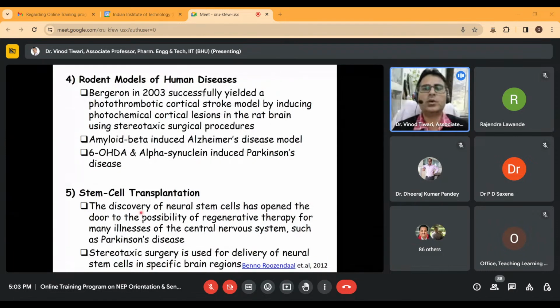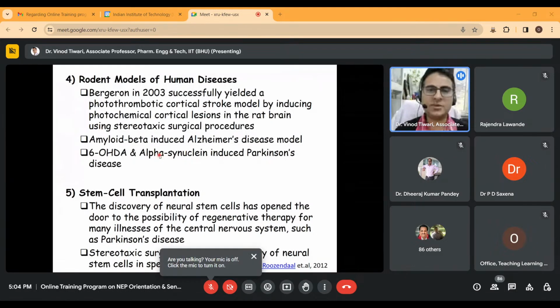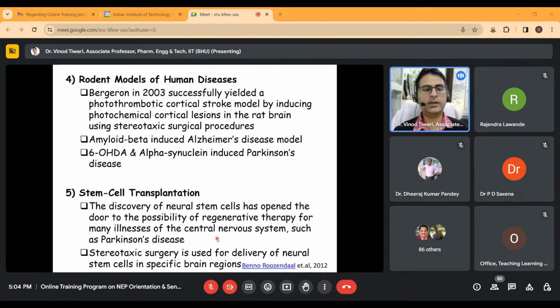Then again, rodent models of human disease, we have already discussed this, what I told you, like by injecting amyloid beta for studying the Alzheimer disease, we can inject 6-hydroxydopamine. This is also one chemical which induces damage in the substantia nigra region of the brain, or alpha-synuclein basically, right? So these are the neurotoxins basically which can damage certain regions of the brain. In this case, the regions which play a very, very important role in the motor function, and they can induce the Parkinson-like symptoms.